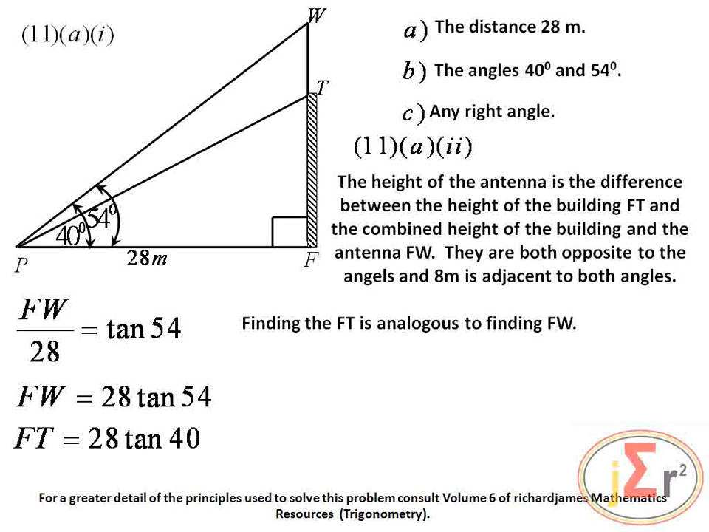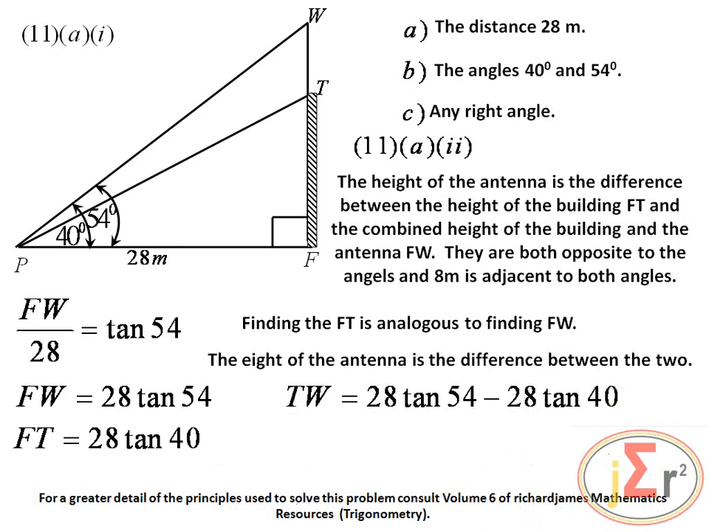So if we subtract one from the other, we will find the height of the antenna. So TW is equal to 28 tan 54 minus 28 tan 40. And when we do that calculation, we get TW is equal to 15 meters. And of course, that is very straightforward. We wish that every problem in CSEC trigonometry would be like this one. But we are going to be disappointed if our hopes are too high.